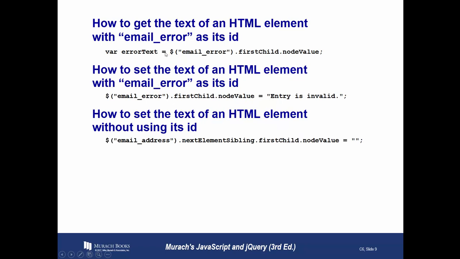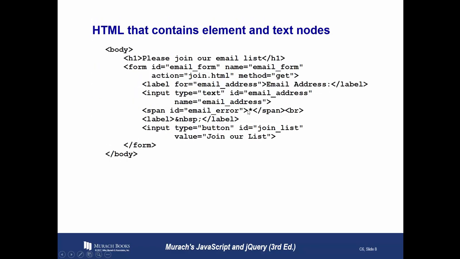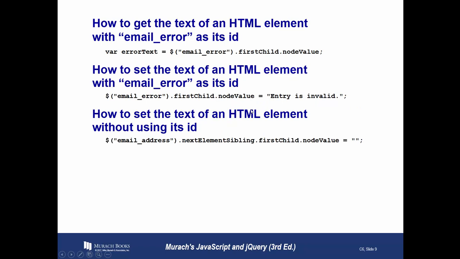All right. Now notice this is on the right hand side of an equal sign, so that's called a getter. We're grabbing that information. Now it's on the left hand side of the equal sign, so it's a setter. Get the text, set the text. What that would do, this line right here, is that would change that asterisk, would remove it, replace it with entry is invalid. And if we wanted to reset it again, this is how we do it.